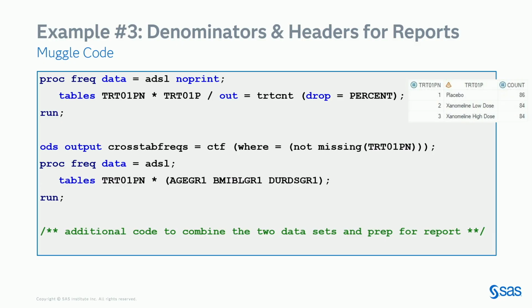And then we have another proc freq. This is to do the actual frequency counts that are in the body of the table, and we're using the ODS output to get the cross-tab freqs output data set. There's some additional code that I'm not going to go through for sake of time to merge those two data sets together to create a data set that we're ready to feed to proc report.